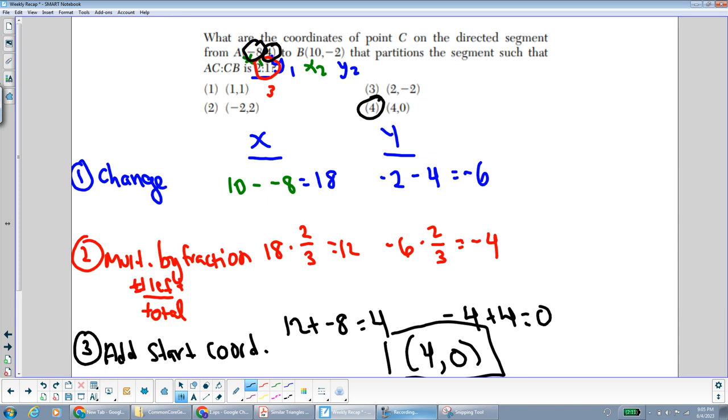If you have a different way to do it, if you do have the formula memorized and you like to use it, you can feel free to do that. But this way works in every situation when you're partitioning a line segment into a given ratio.